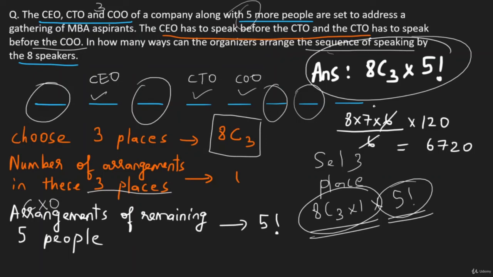The first step is to find the number of arrangements of the CEO, CTO and COO, and that is 8C3 into 1, and find the arrangement of the other 5 people, which is 5 factorial, and then you multiply it together, because in each of the 8C3 into 1 ways, you can arrange the other guys in 5 factorial ways.